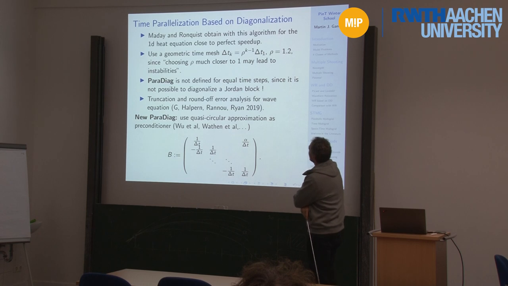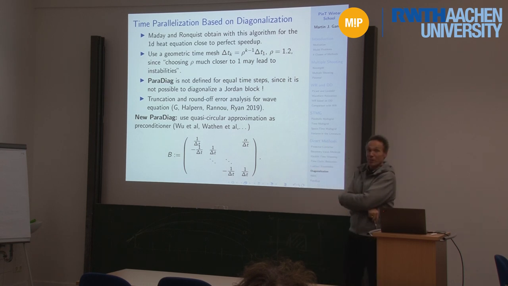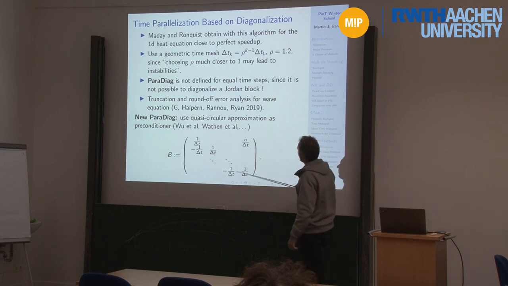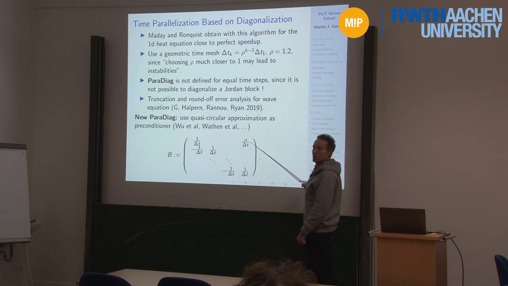But then a former postdoc of mine said, I have a really, really good method. I do diagonalization and use the same time step. And I said, there's no way, you cannot diagonalize. And he said, no, but I changed it. So he takes the same time step, and it just makes the matrix a little wrong. He adds another element here, and this alpha is a parameter.